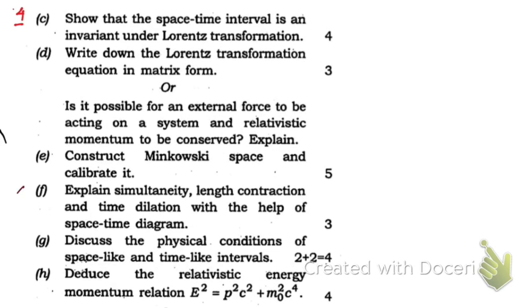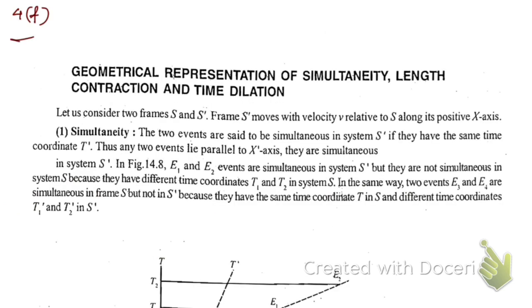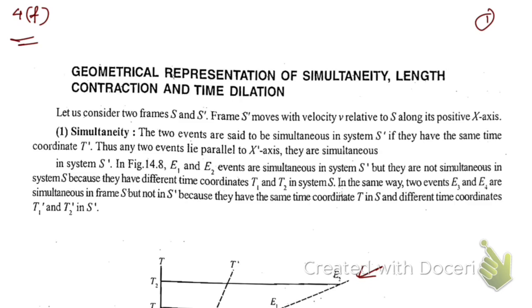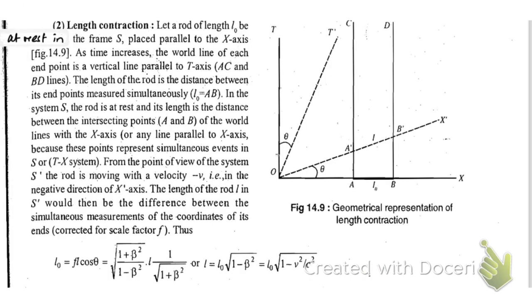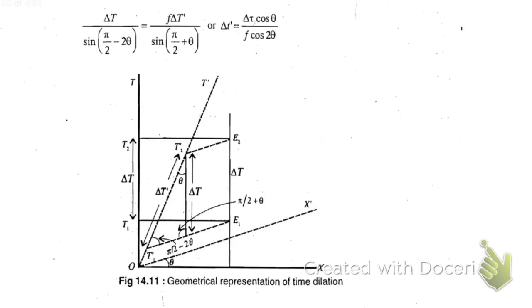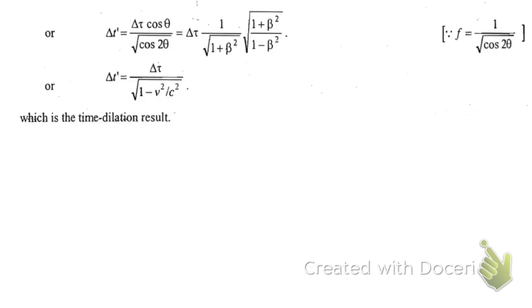So our next question is 4F. Here is the answer to this question: explain simultaneity, length contraction and time dilation with the help of a space-time diagram. This is the first page of the answer, and this is the next page. This is the diagram which was incomplete; here it is completed. Then this is the length contraction from this diagram. Then time dilation, take the screenshot. And this is the last page, I think. Sorry, one more page is there. This is the last page.